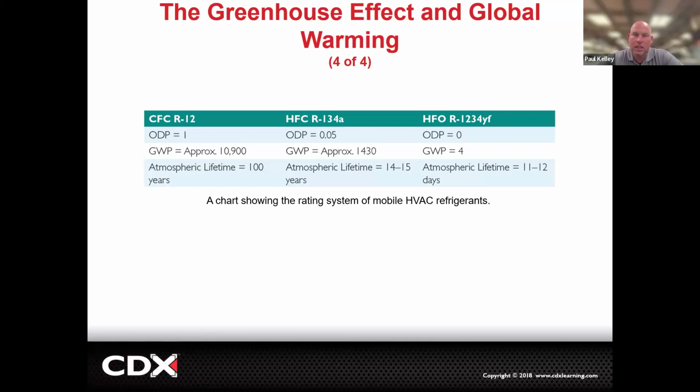They can't sell a vehicle that comes with R134a from factory. It's done. Now let's look at the atmospheric lifetime. 100 years for the R12. We got it down to 14 to 15 years. That was great. But look, 11 to 12 days for R1234yf.